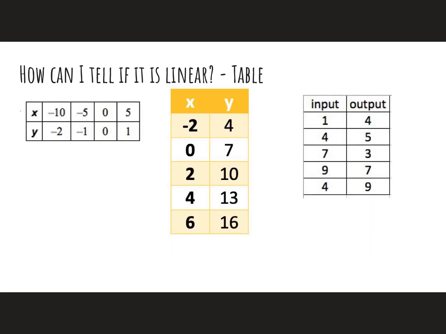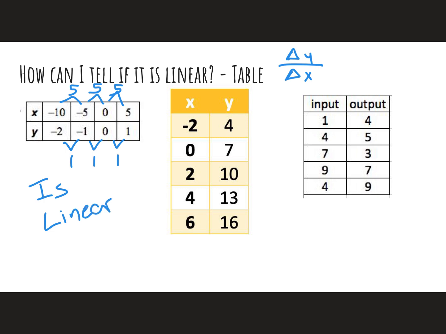Well, what if I give you, instead of a line, I give you a table? So, in this case, we're looking for a constant rate of change. So we're looking at, remember, change in y divided by change in x. The triangle just means delta, means change. So I'm looking at how much is x changing versus how much is y changing. So here I can see x is increasing by 5, and then 5, and then 5. That's the same each time. And y is increasing by 1, 1, 1. So this is linear. It is a constant rate of change.